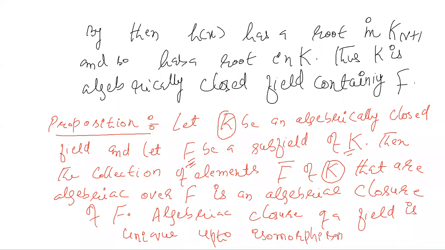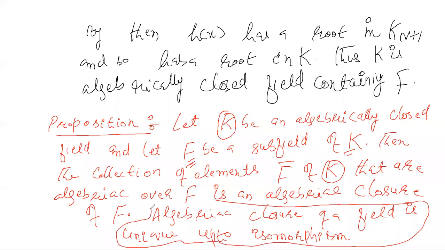This actually follows from the fact that the splitting field of a polynomial is unique up to isomorphism. So we will prove it later on. Just add this within the part of the statement of this proposition. Okay, so now f bar is the set of elements which are algebraic over f. So we will see that f bar is algebraic closure of f.